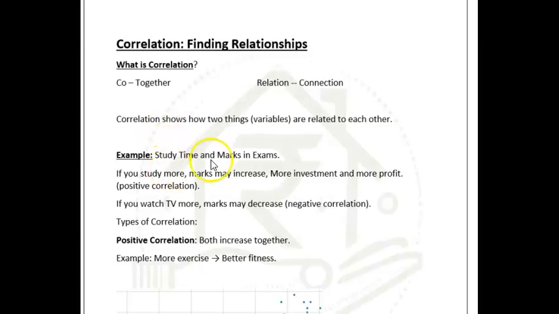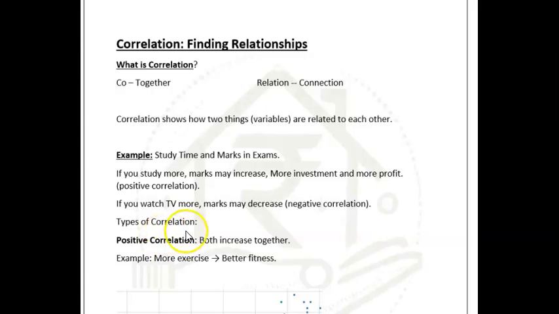Example, study time and marks in exam. If there are two variables, one is study time, second is marks. If you study more, you get more marks. Less study, less marks. This is the relation. If you do more investment, you get more profit. If you watch TV more, marks may decrease.